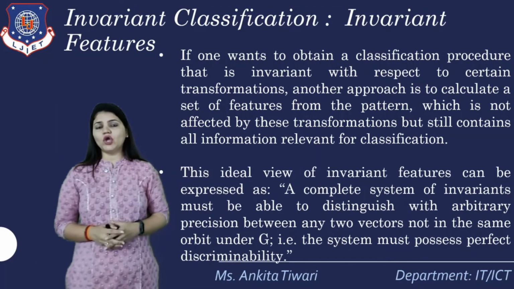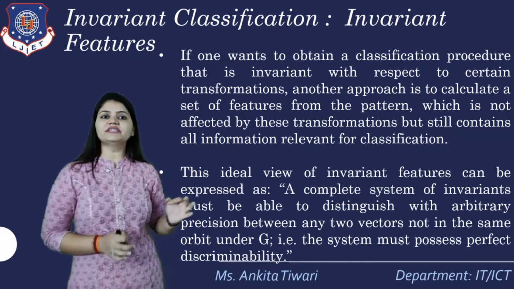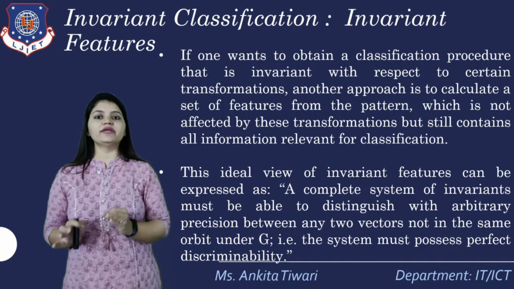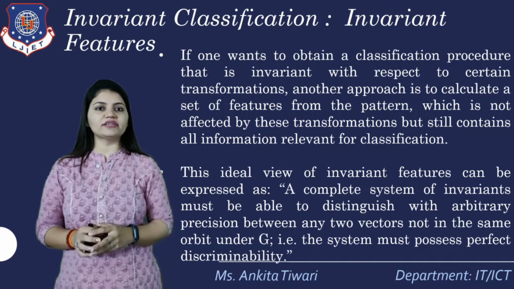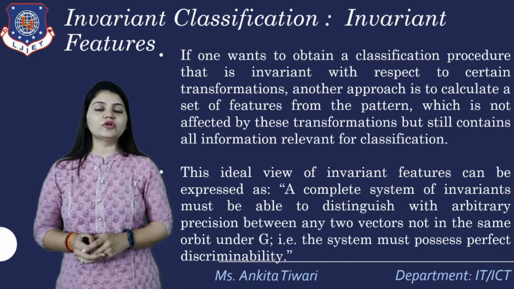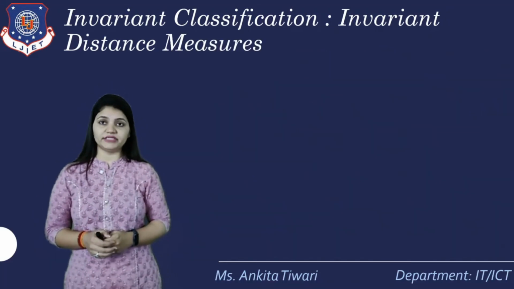So the ideal view of the invariant features can be expressed as what? A complete system of invariants must be able to distinguish what? With arbitrary precision, that is, between any two vectors not in the same orbit under G, which is defined. Also, we can say that such a system must possess perfect discriminability.